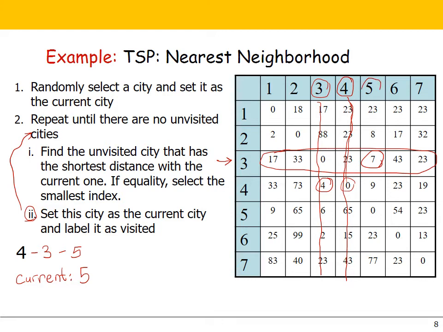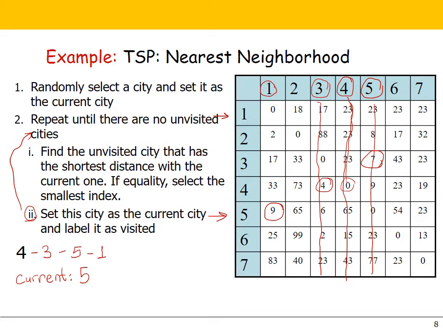Let me make these adjustments. So we are currently in 5. There are still unvisited cities 1, 2, 6, 7. I will find one of them, the minimum shortest distance with 5. So I have to look at this current city's row, and I see that we have this city 1 as the shortest distance. So now we are going from 5 to 1. The current city becomes 1.